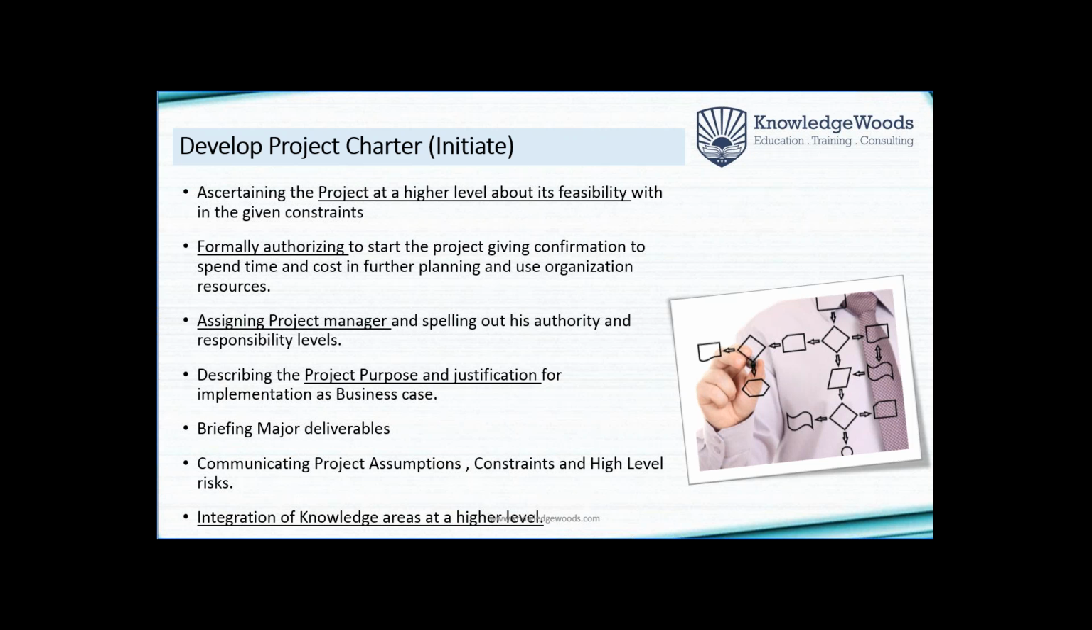What are the knowledge areas? Knowledge area is a term which is basically used from the Project Management Body of Knowledge, that is PMBoK. For everyone's information, the knowledge areas are scope, time, cost, risk, stakeholder, procurement, communication, human resource, quality. So there are 10 knowledge areas. In fact, integration management is one of the knowledge areas. So what the project charter does is it integrates all the knowledge areas.